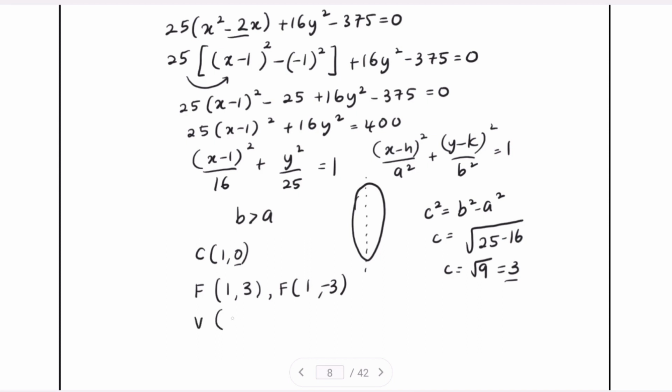For the vertex, H also remains the same. So we're going to add B to the K. So our B is 5, from B square equals to 25. So it's going to be 0 plus 5, which is 5. And the other one is 0 minus 5, which is negative 5.